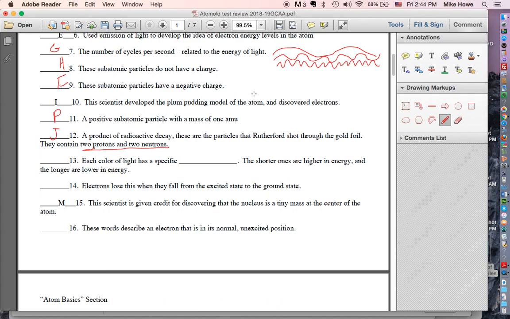Remember this section up there. Hang on, this is where I'm going to stop and I'll continue.